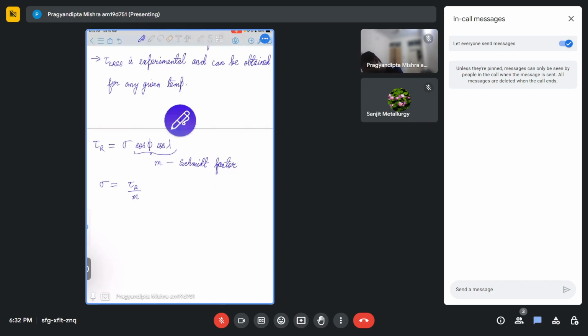So essentially, for maximizing Schmidt factor, or rather, maximizing Schmidt factor would result in a reduction in sigma value, and in order for us to do that, we need to have phi and lambda to be minimum, right?